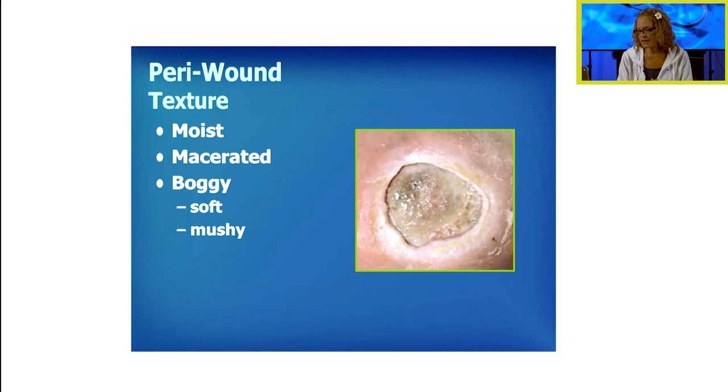Again, we mentioned this peri-wound texture. We talked about this moist, macerated, boggy, soft, mushy looking skin, and we did define how those things could be. This could be from excessive drainage from the wound. It could be from incontinence, urine, wet bed sheets. It could be from sweating or diaphoresis. So there are multiple reasons why you might see this peri-wound texture in a patient. And certainly, this is not what we want. We want to make sure that the skin around the wound is clean and dry.